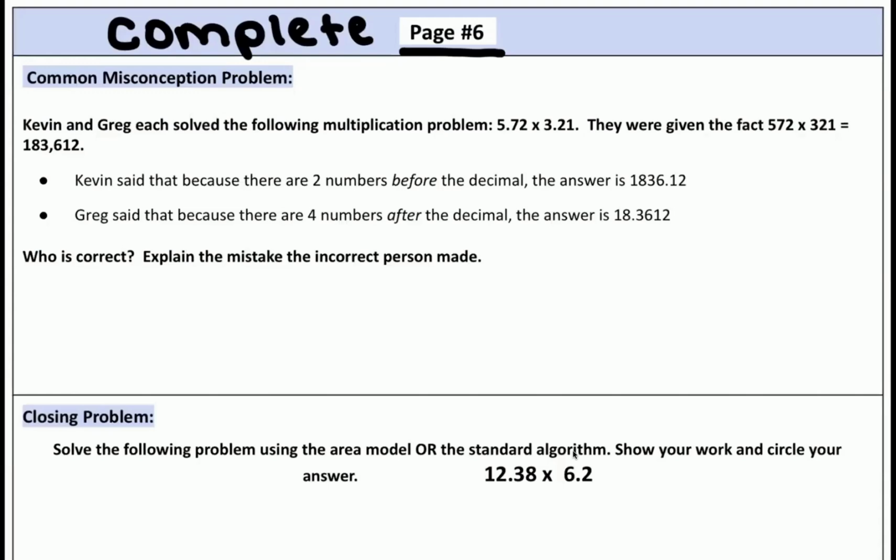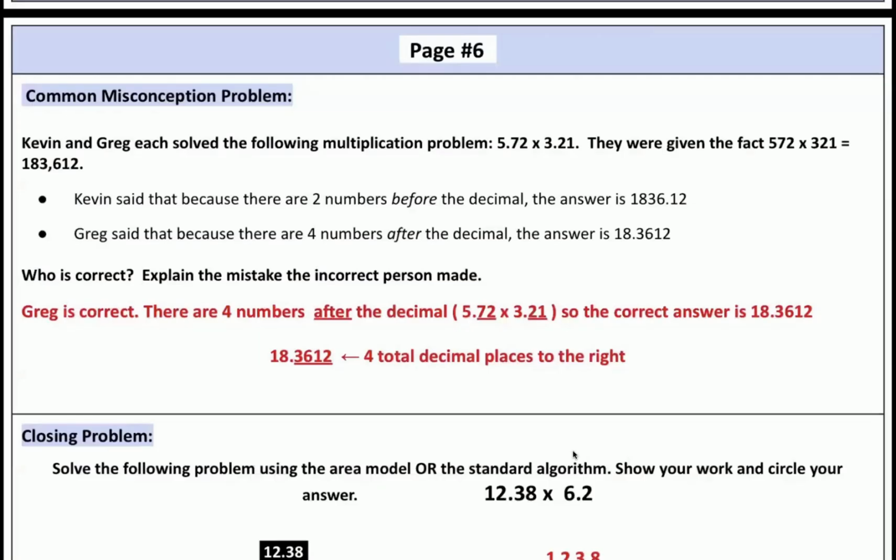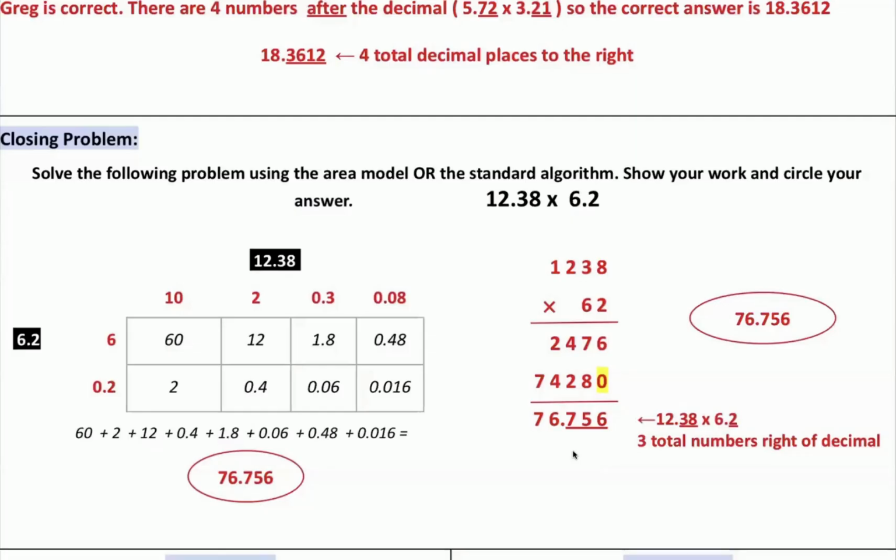Complete all of page 6, then come back to the video to check your work. Check your work for a common misconception problem. Pause the video if you need more time. Check your work for a closing problem.